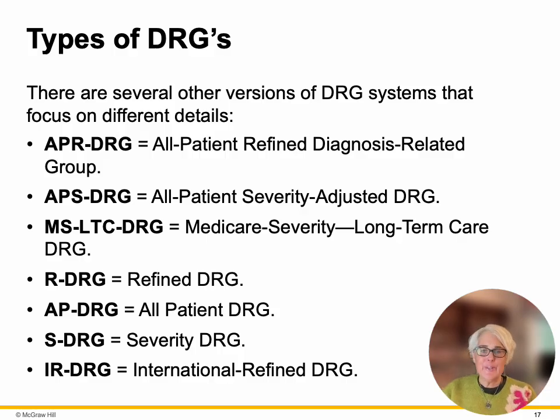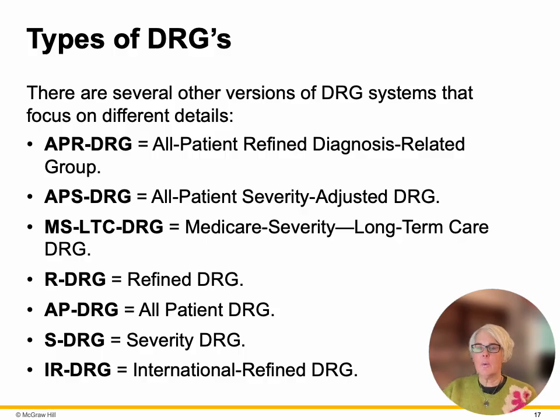And there isn't just one DRG system. That would just be too easy, right? Over time, different versions have been developed to better account for severity and different patient populations. You may see terms like MS-DRG, Medicare Severity DRGs, APR-DRG, All Patient Refined DRGs, and other variations designed for long-term care or international use.